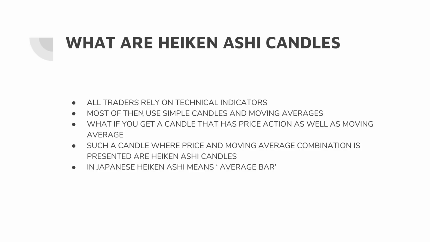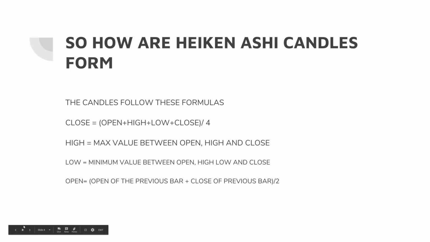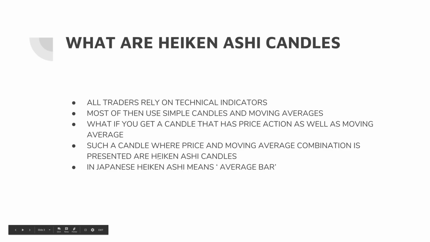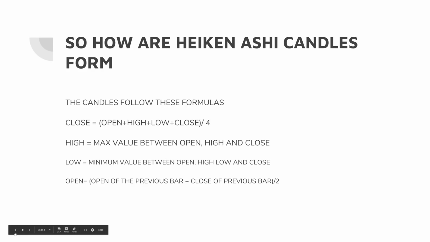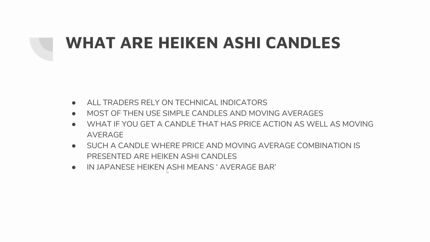Most of us, when we begin, just use simple candles, which are the classic Japanese candles, and we use moving averages, right? And tell me, what if you get both of them in one place, the price action of the candle and the moving average together? This is actually done by the Heiken Ashi candle. Such a candle where price and moving averages combine is called a Heiken Ashi candle. In Japanese, Heiken Ashi means average bar. What does it simply mean?